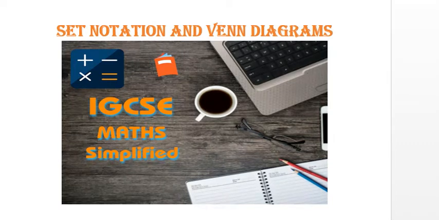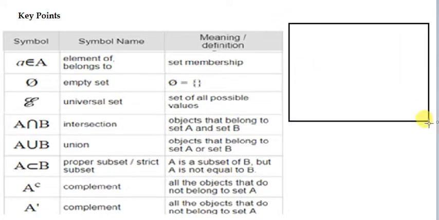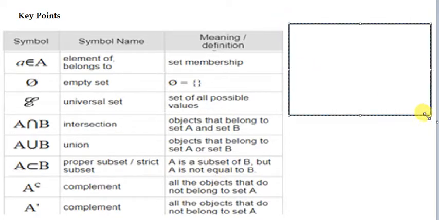So in today's tutorial we are going to talk about set notation and Venn diagrams. So we are starting with some key points, and to make it more clear we'll design a standard Venn diagram. In a Venn diagram basically we have a rectangle that is used to represent the universal set. The symbol for the universal set is ε, that you can see over here.